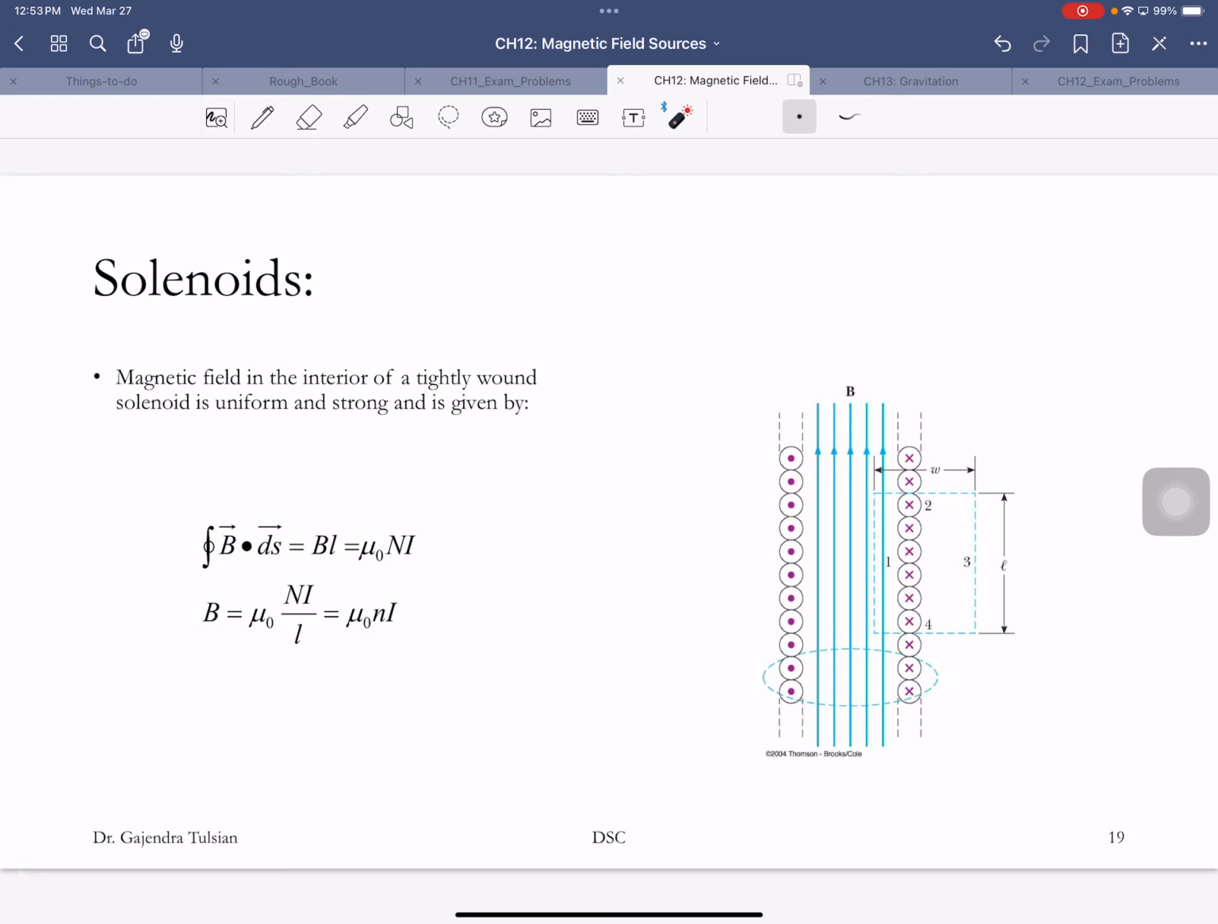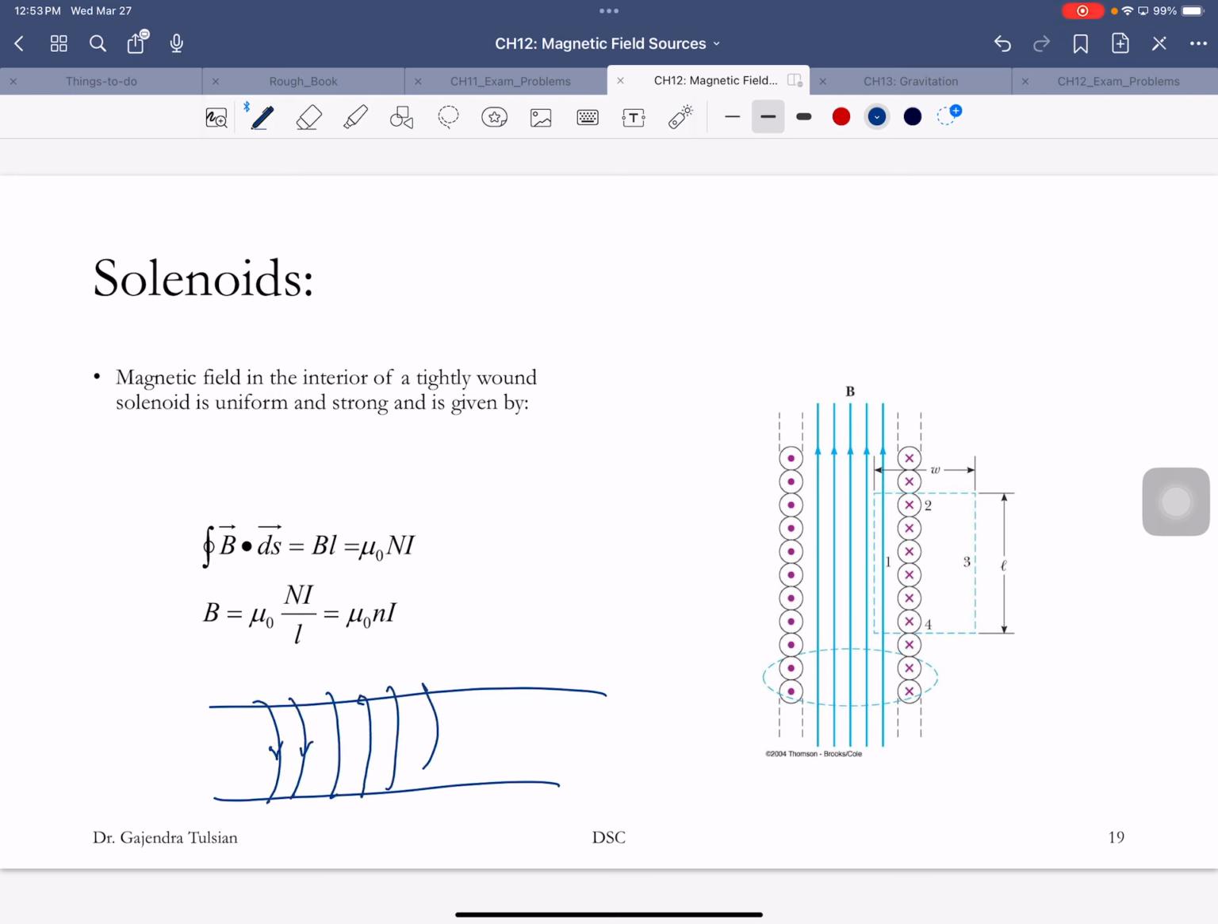All right, there's other configurations. So you could take a cylinder and wrap wires around the cylinder and pass a current like that. And what this does is it produces a strong field inside the solenoid. So this is the field, and the field outside the solenoid is 0. And inside the solenoid, it's nice and strong. It's strong and uniform.